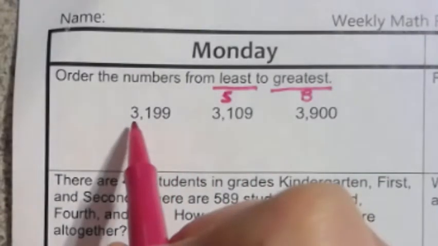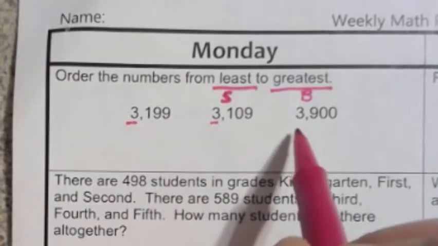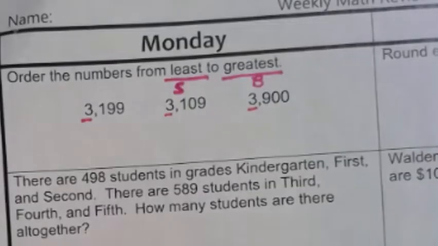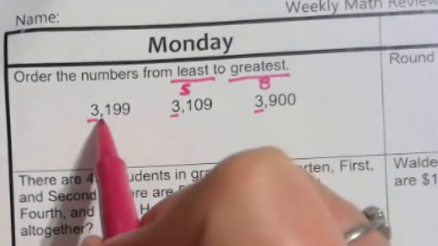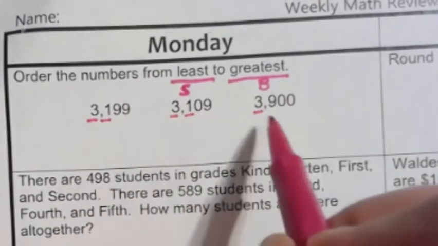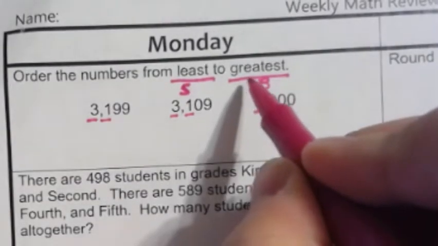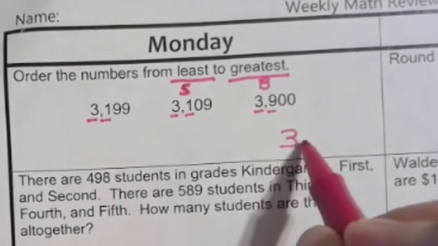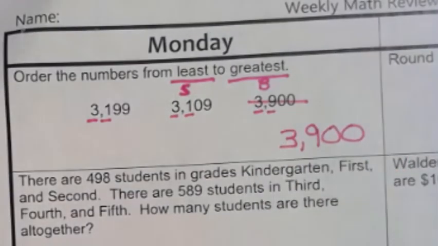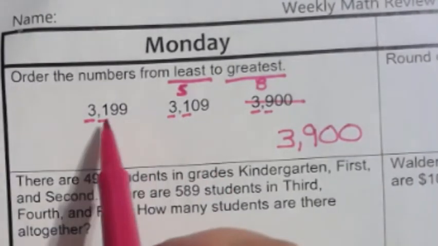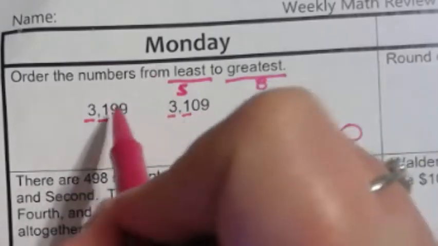Let's start by looking at our thousands place. I see a 3, and a 3. That doesn't tell me anything. We're going to move now to our hundreds place. 1, 1, 9. I know that 9 is bigger than 1, so now I know my last number. 3,900 is my greatest number. Looking at these other two, they're both a 1. That tells us nothing. I need to move to my tens place.